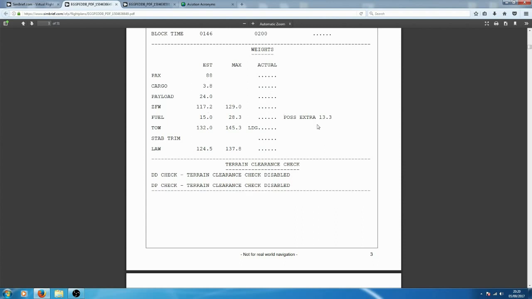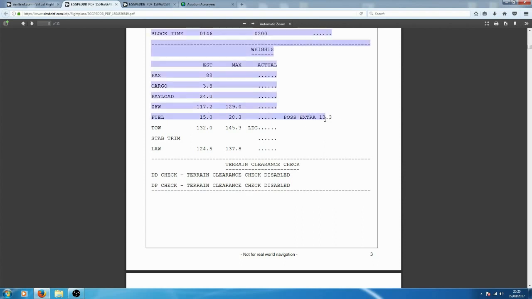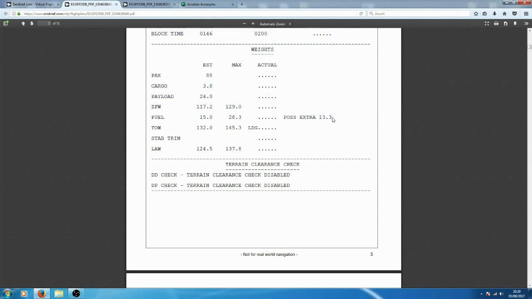Fuel, like I say, it says you have an extra there of 13.3. Very handy to know that, because if you're flying something like a PMDG 737 again, then it actually asks you for your reserves, unlike an Airbus, which will actually ask for your block. Then that's important to note as well.